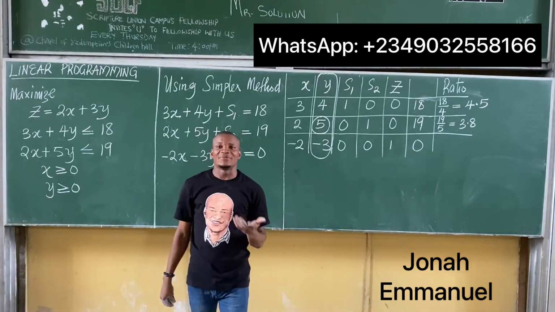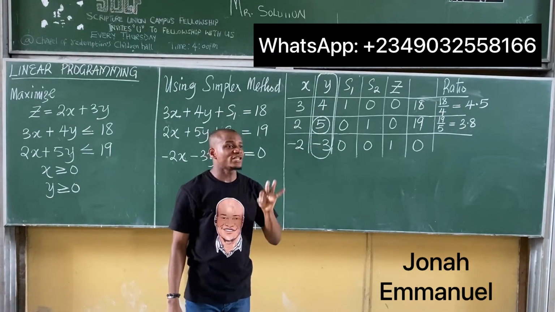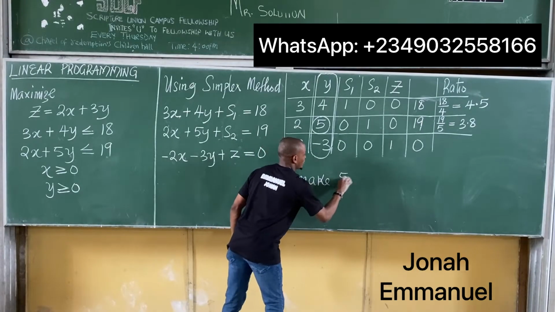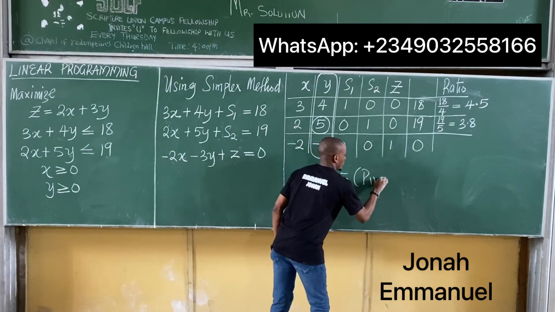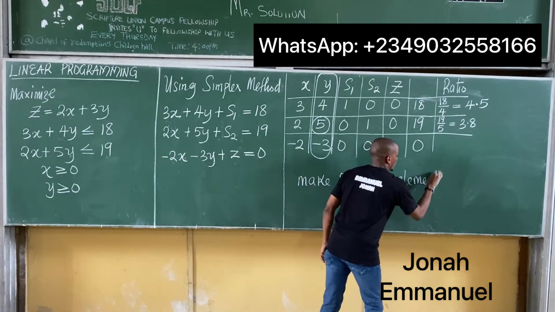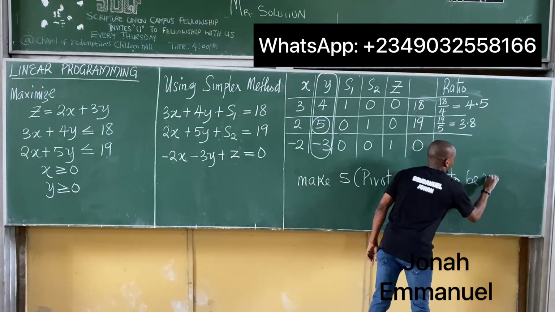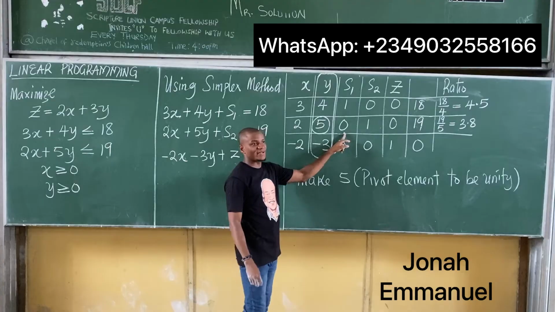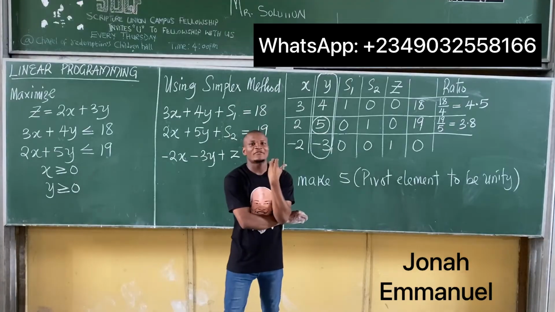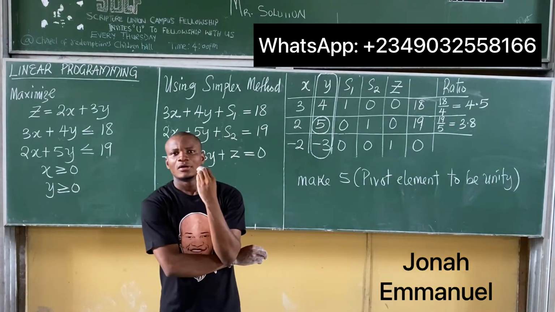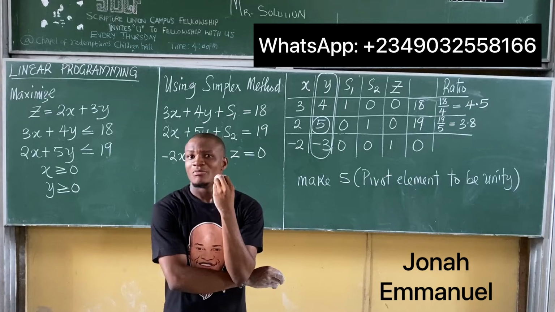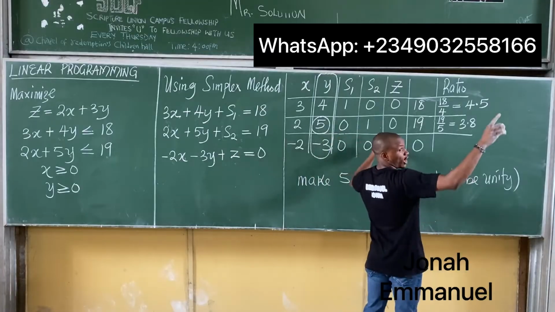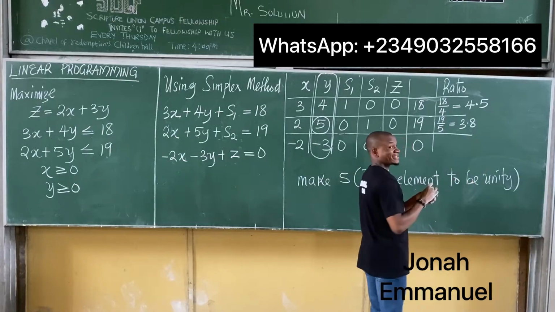Having identified the pivot element, what's the next step? Make the pivot element unity. So make 5 the pivot element to be unity. If I have 5 here and I want to make 5 unity, what do I do? Multiply by 5? No, divide by 5. So look up. Look up. That's why I say listen carefully.